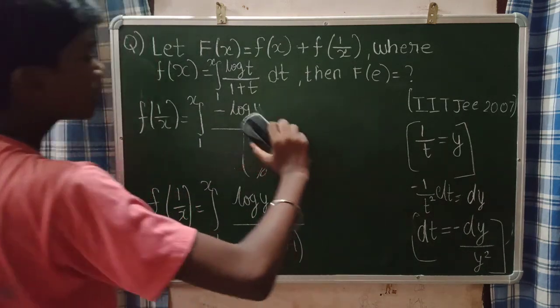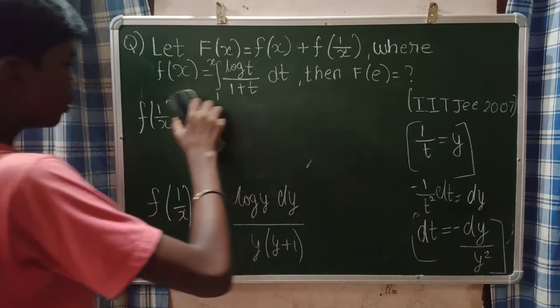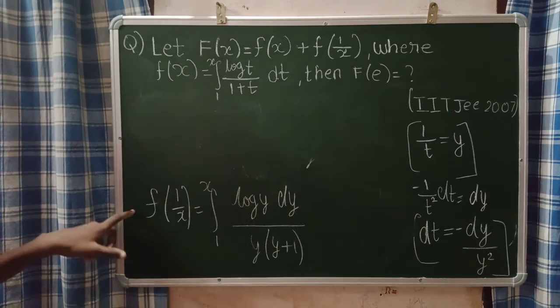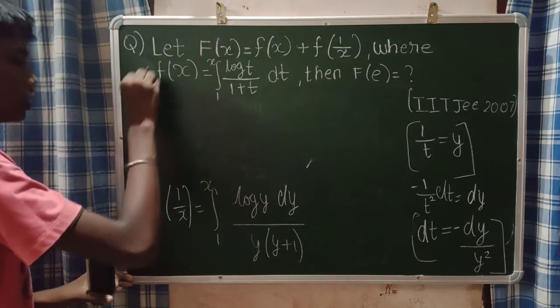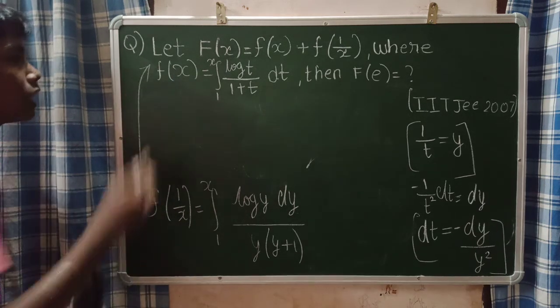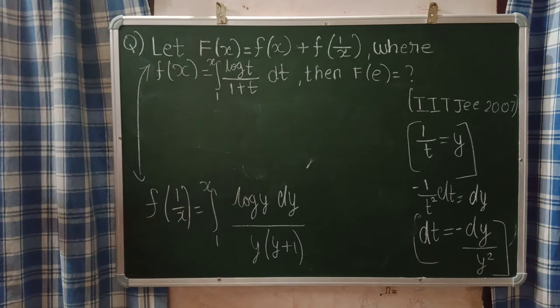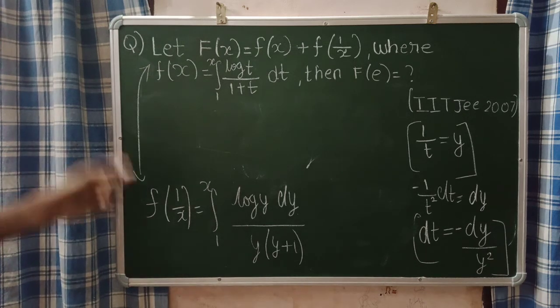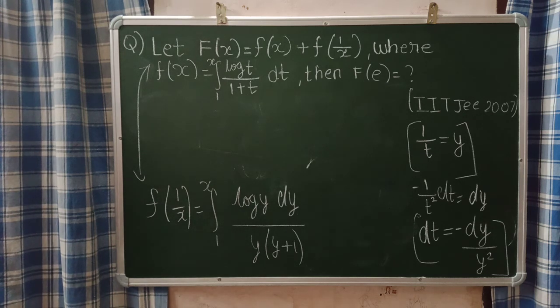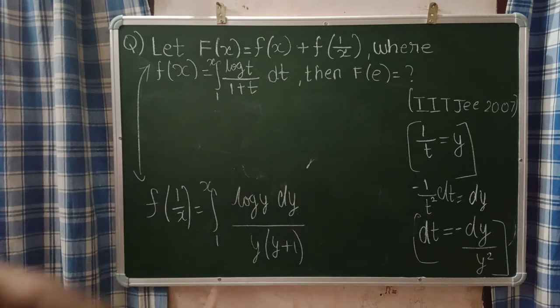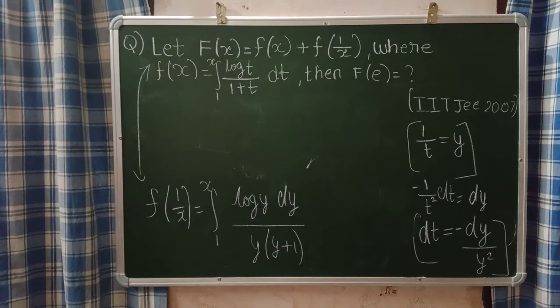Now after this, what you are supposed to do is very simple. You are supposed to add your small f of x and small f of 1 by x. That means I need to add these two integrals. What I did till now is just make your limit the same. Because in your upper limit I had 1 by x, now your upper limit is x. I just converted your 1 by x to x using a substitution. Now you are supposed to add these two integrals.